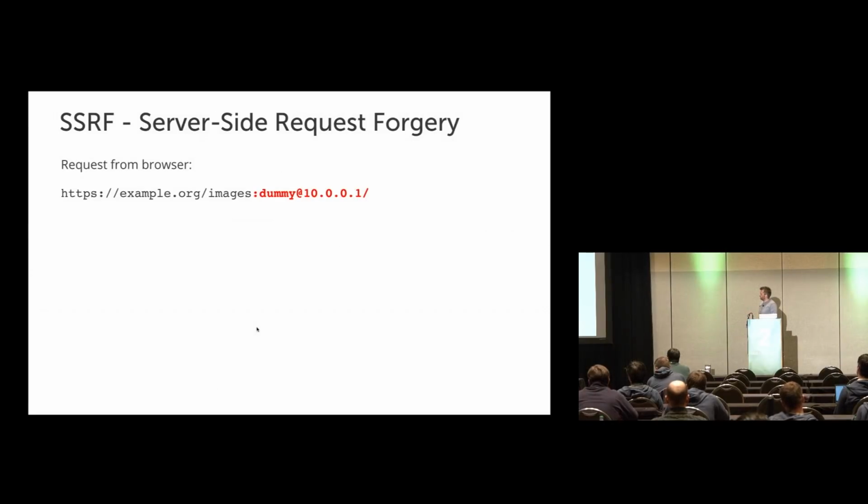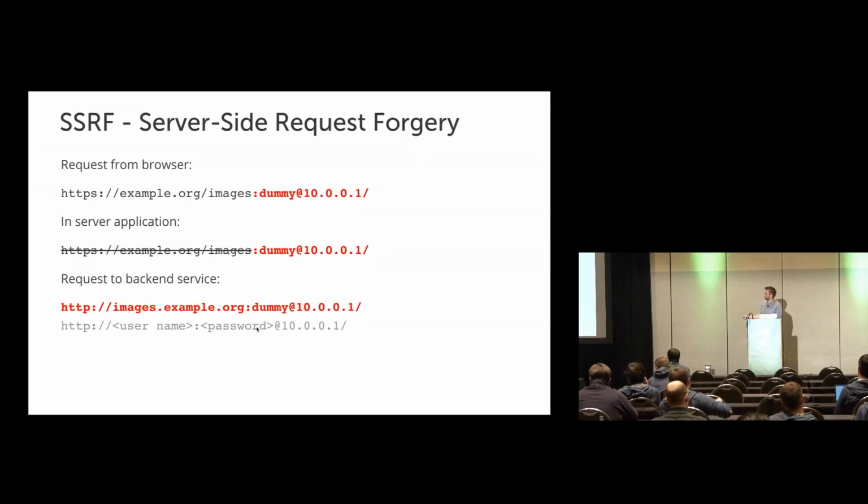This is another example. Instead of just specifying a domain name, we could specify an IP. In this case, we do. This will become basically basic auth. So it becomes the first part, images.example.org, becomes the username, dummy becomes the password, and then @ and then the IP that we actually want to go to. That's another trick that some people do.